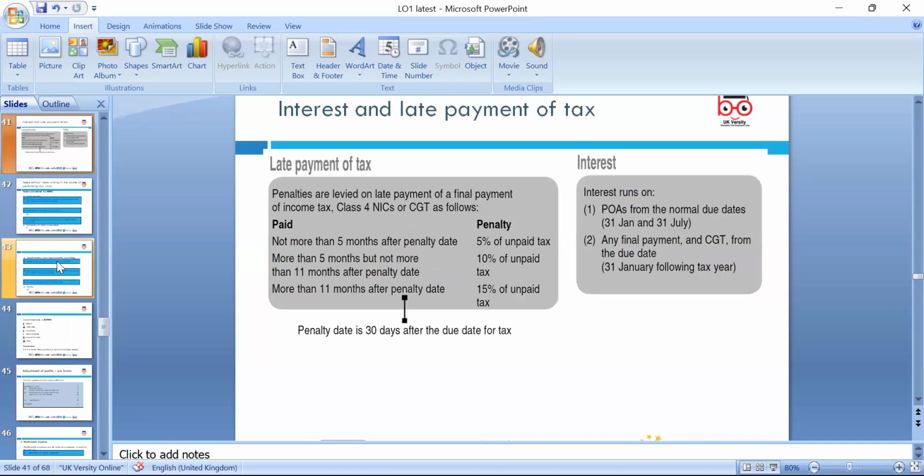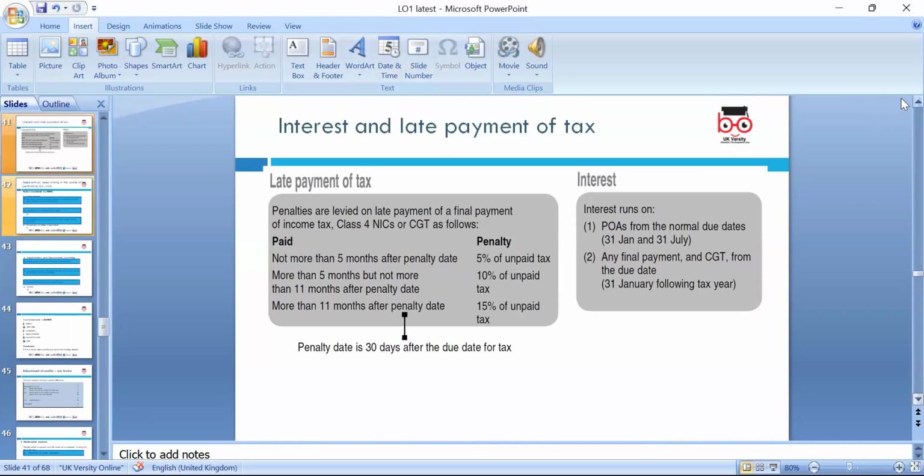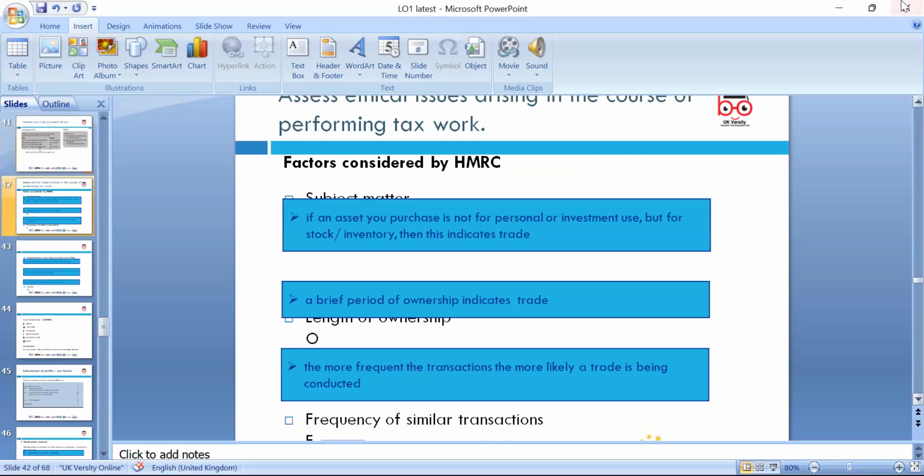So we have penalties. Yes, interest on the late penalties, as you mentioned: 5% unpaid tax, 10% if unpaid tax is more than 5 months, and 15% if more than that. So we can look around interest running on normal due dates, and any final amount is CGT, which we got. So we can look around corporation tax or capital gains tax as well.